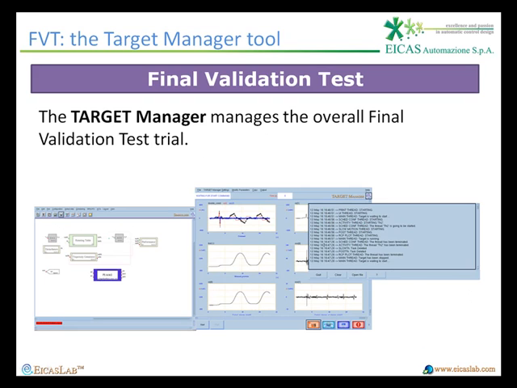The Target Manager tool running on the EICASLab RCP platform manages the overall final validation test trial. It is equipped with a friendly graphical user interface named Target Manager GUI, subdivided in a menu toolbar, a control panel, and 6 plotting areas for visualizing, during the real-time execution, the trends of relevant variables.